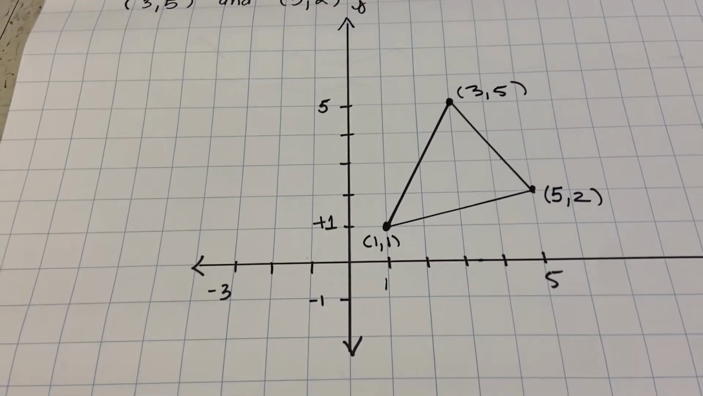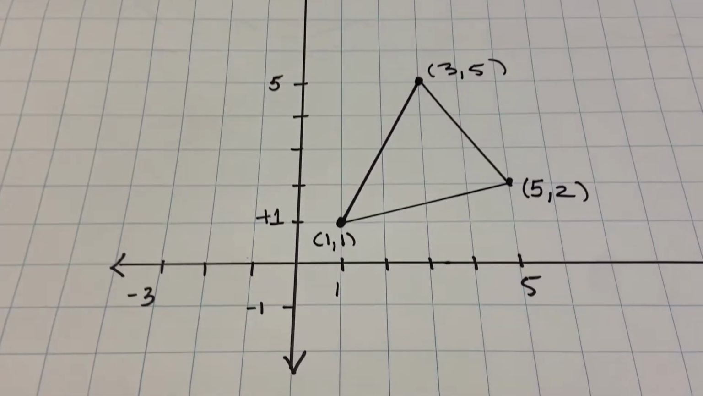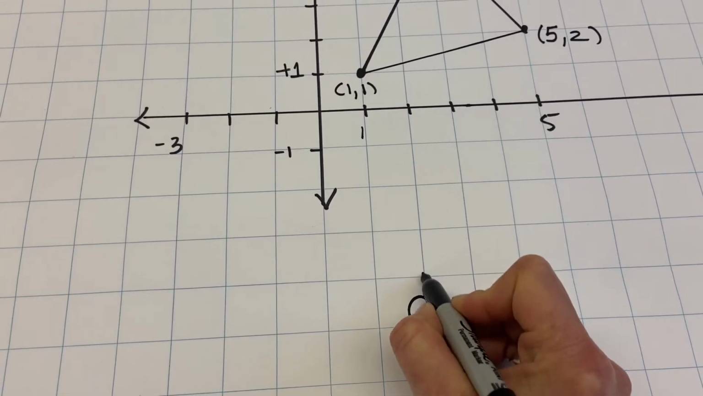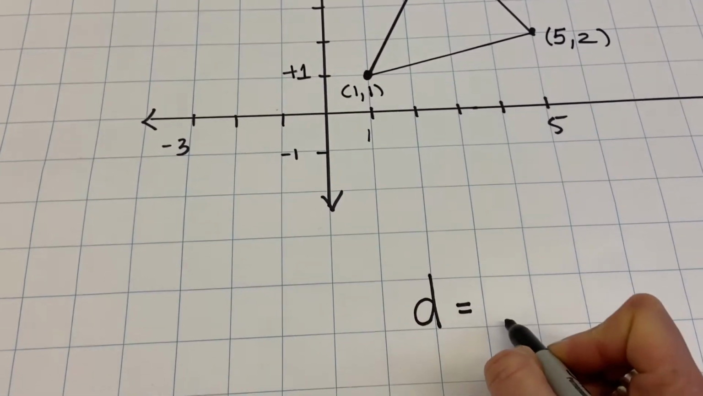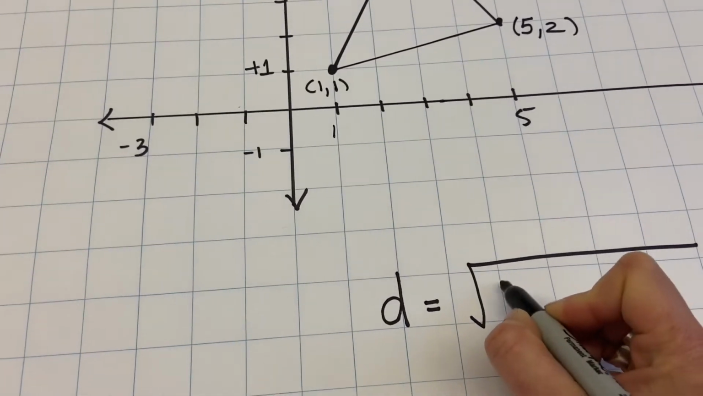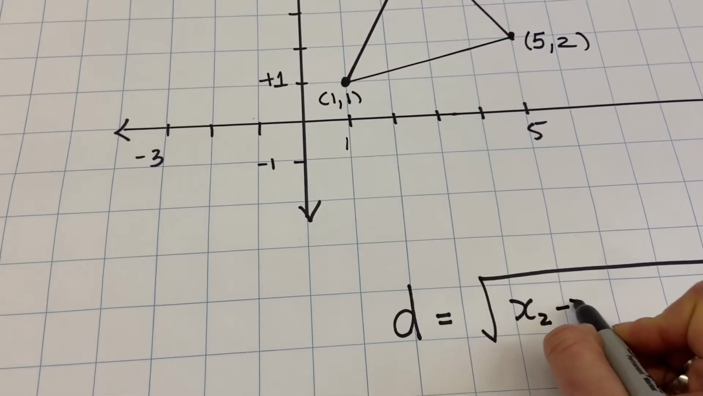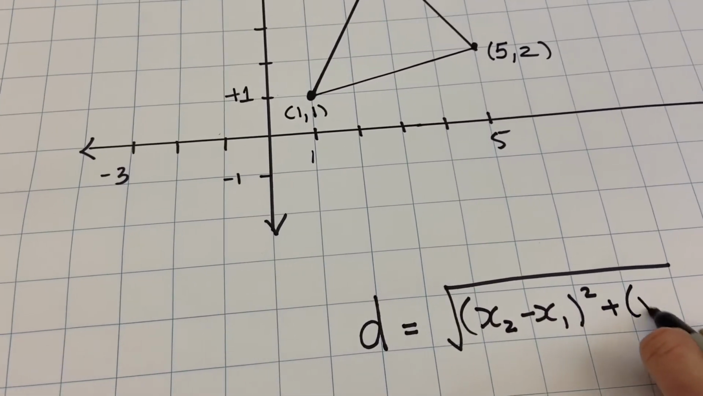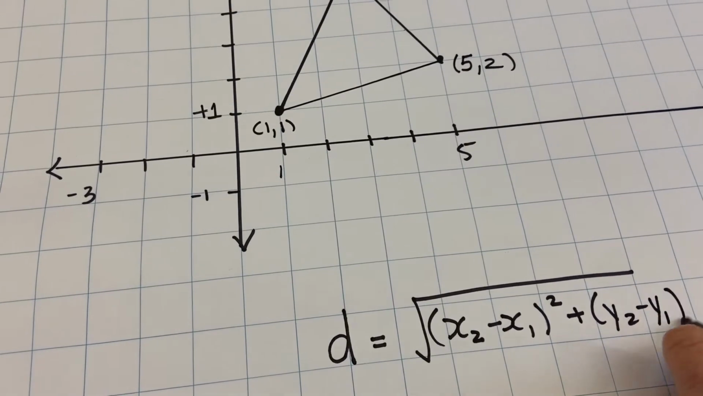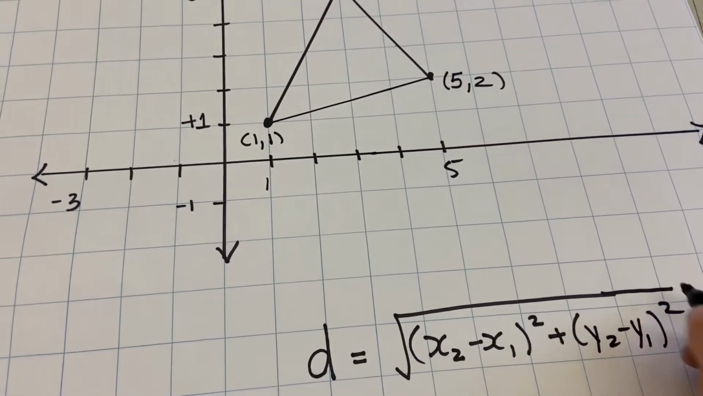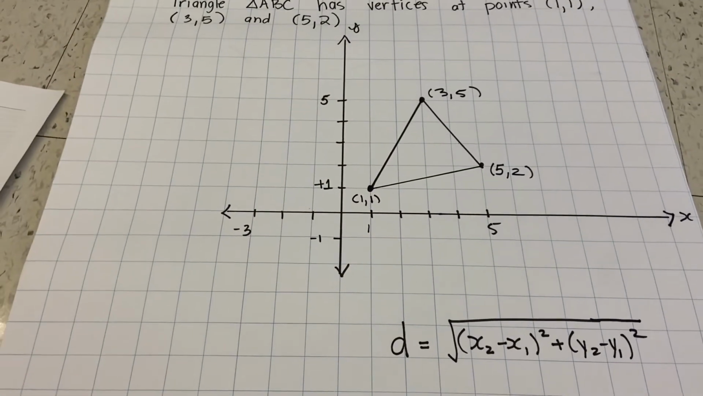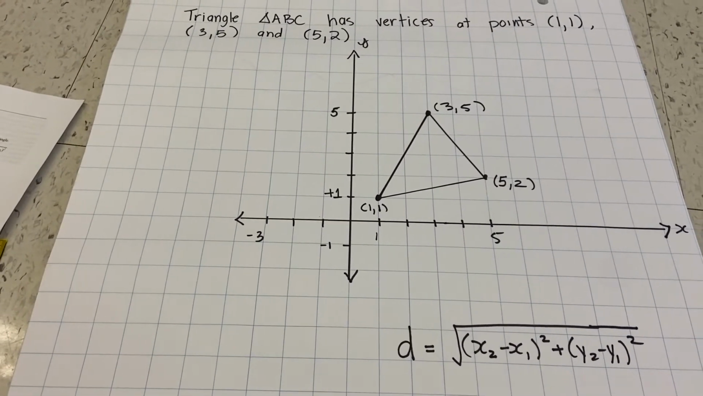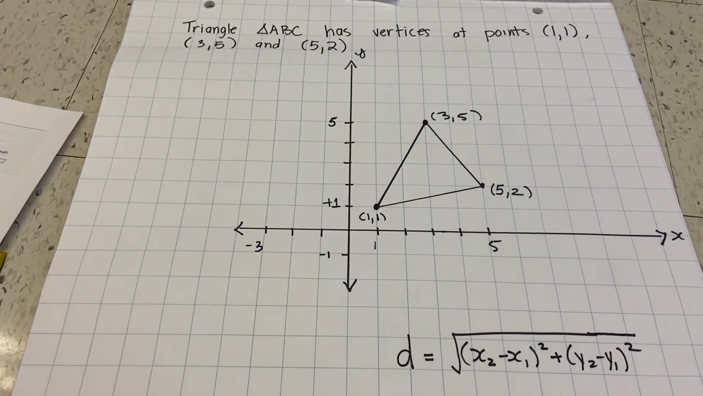So today we're going to learn a brand new formula. And the formula is called the distance formula. And the distance formula is this. D is equal to the square root of (x2 minus x1) squared plus (y2 minus y1) squared. So this is a formula that we will use repeatedly this semester, just like we're going to use the formula m is equal to y2 minus y1 over x2 minus x1.